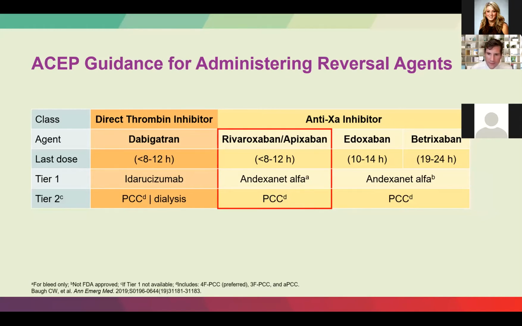If it's way out of that window and the patient seems to be stable, you can kind of consider, right? It's case by case. I would say with a bleed that significant and with some confusion, even if it was a bit out of this window, I would still be thinking about reversal. And again, your kind of reversal options are going to be andexanet alfa or PCC for rivaroxaban.